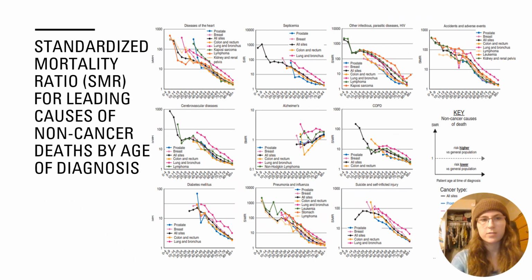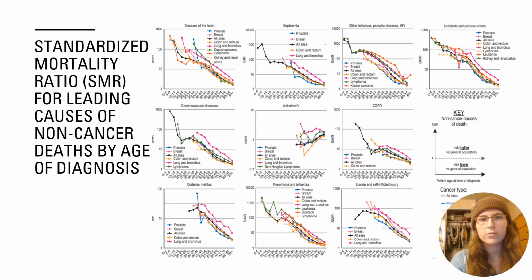So this is the next figure, and this is showing the standardized mortality ratio for leading causes of non-cancer deaths by age of diagnosis. On the x-axis, we have the age that they were diagnosed, and then each graph represents a different cause of death, and the lines are the type of cancer that they were diagnosed with.